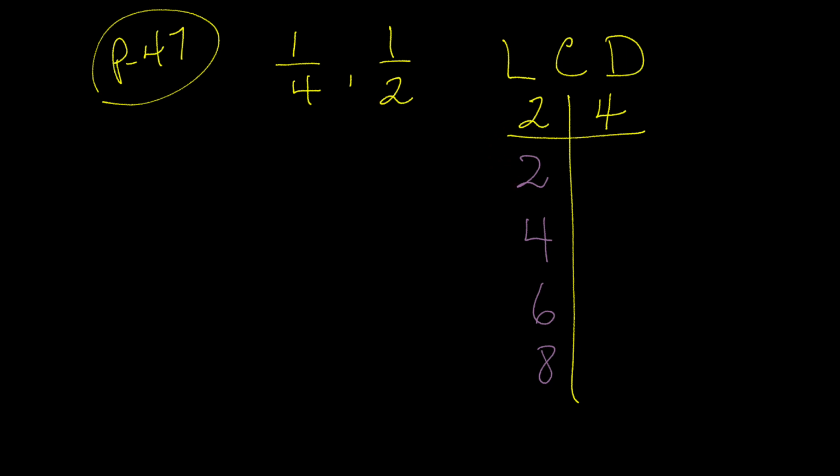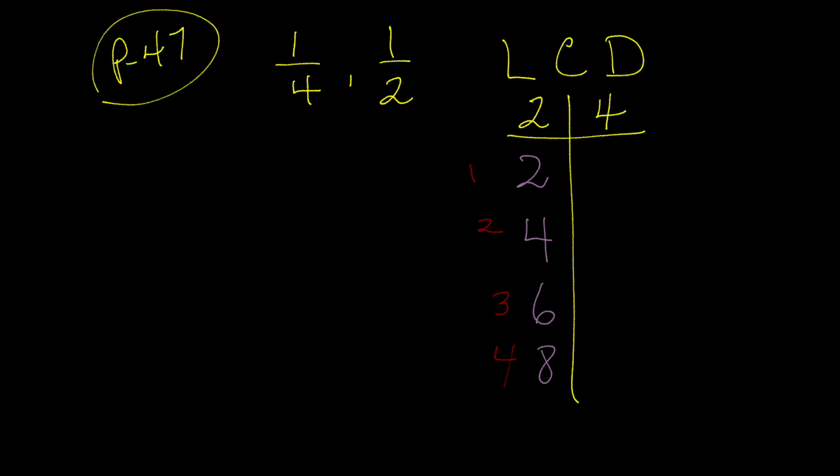2 divided by 2 is, let's put it over here, 1. 4 divided by 2 is 2. 6 divided by 2 is 3. So you can see the pattern.